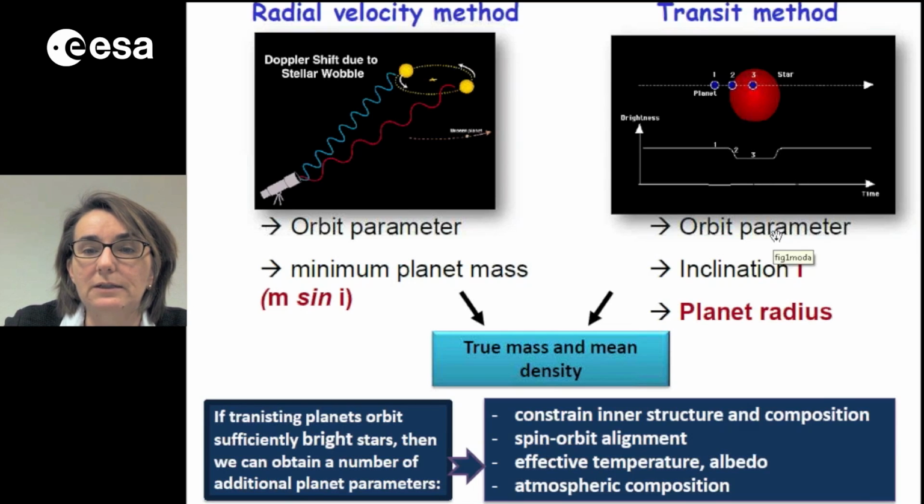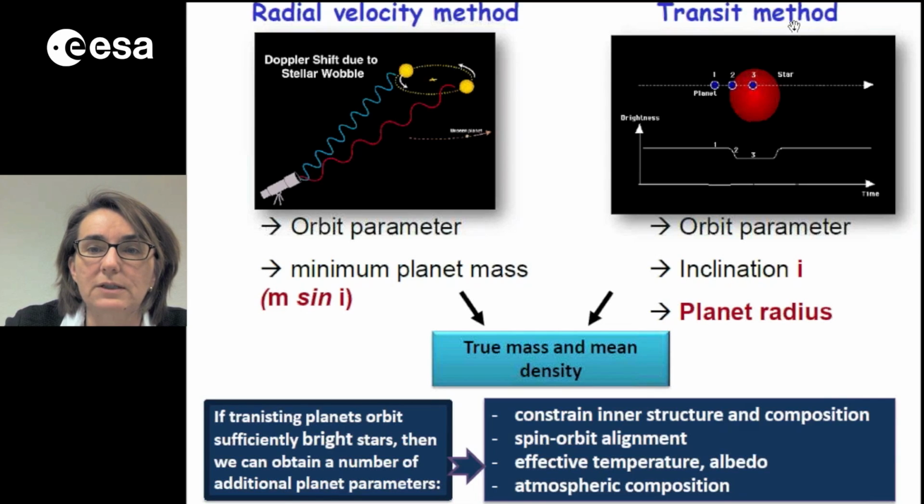And so it's immediately clear from this method we can determine again the orbital parameters, from the orbital period of subsequent transits. But we also know the inclination, we know the orientation of the orbital plane, because if the orbital plane is not oriented more or less 90 degrees, we don't see a transit. And from the drop of intensity, we can determine the planetary radius.